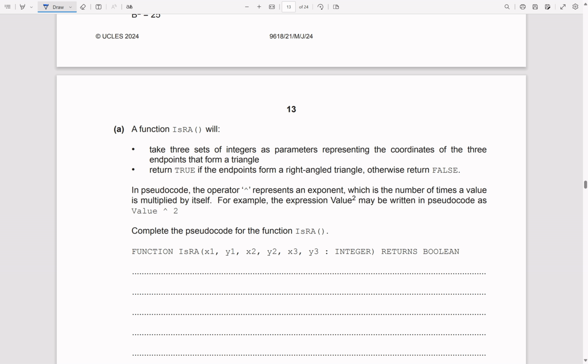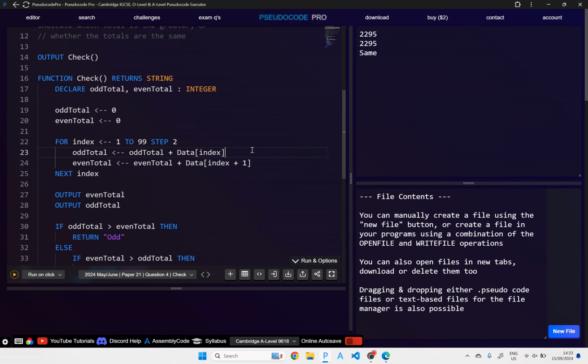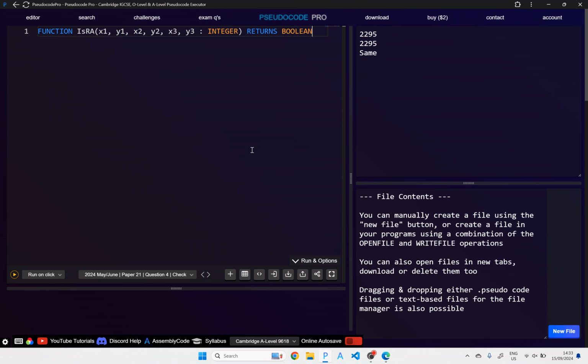We just want to complete this pseudocode, so I'm going to copy this function header, or function signature, and paste it in here. What it told us was that we can calculate the length of A, B, C by just taking the difference between these.